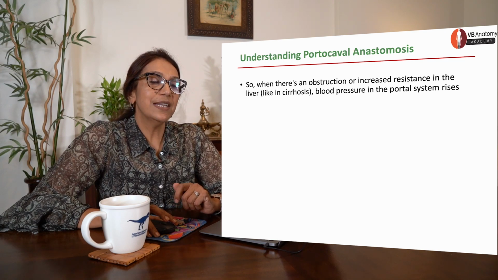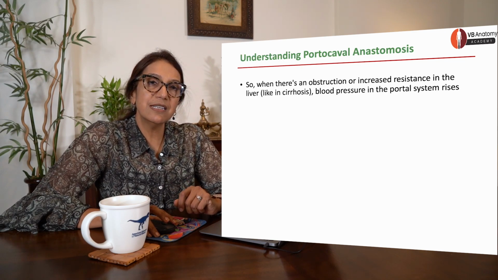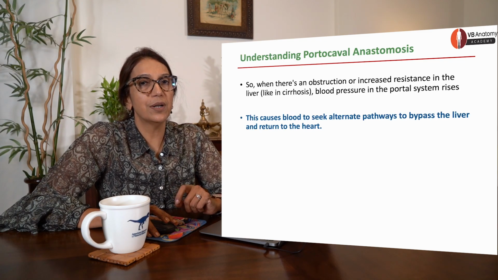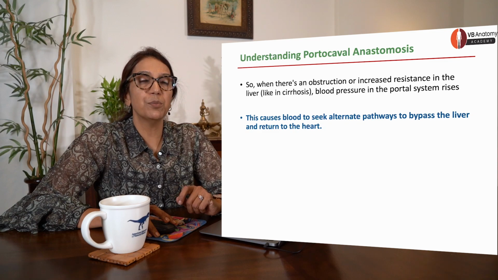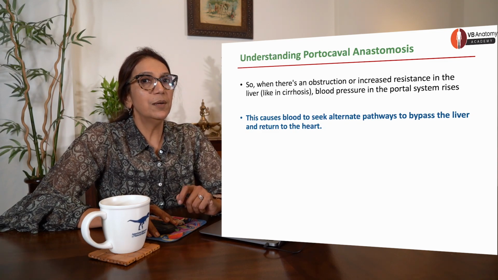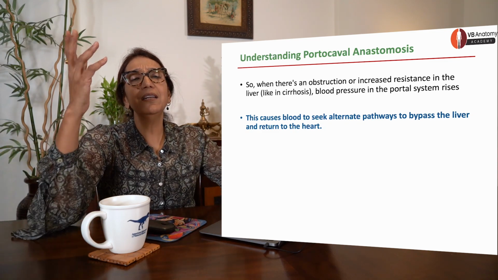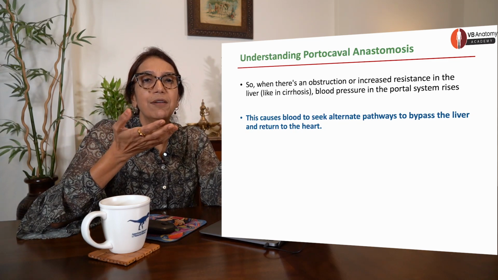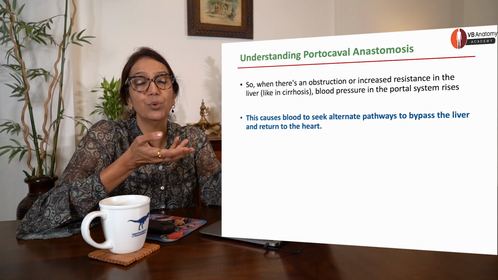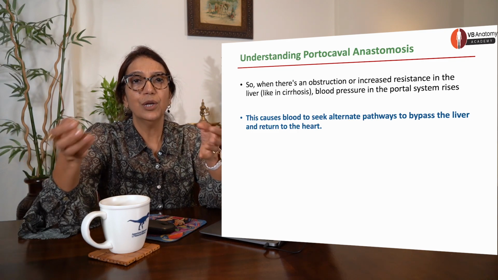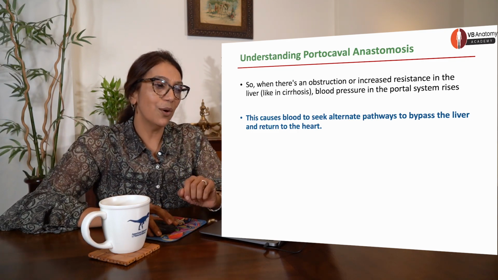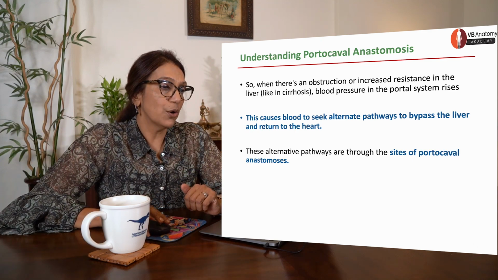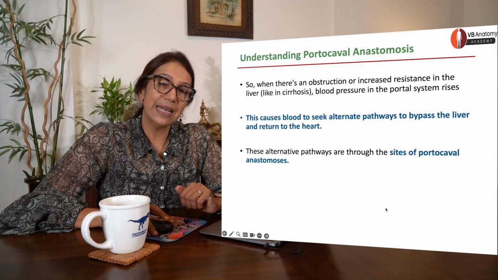So when there is obstruction or resistance to flow of blood through the liver, the blood pressure in the portal system rises and is called portal hypertension. The blood now begins to seek other ways of reaching the heart. If the liver is not allowing the blood to flow through, somewhere it has to go, right? So it begins to look for other ways. All these other ways by which the blood finally reaches the heart are called sites of portocaval anastomosis.